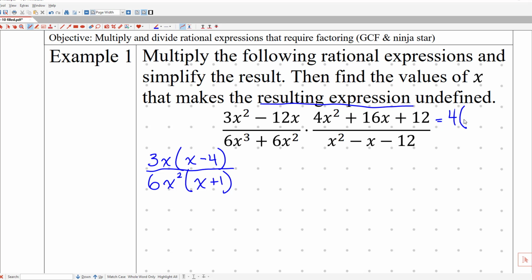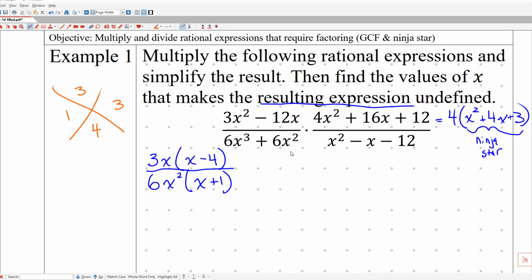When I'm factoring out that 4, what's left over? I have x squared plus 4x plus 3. Okay, so this is not advanced ninja star. I guess that would work, but I'm just going to do a normal ninja star on that one right here, out on the left-hand side. So the question is, what two numbers add to 4 and multiply to 3? Well, there's only two things that multiply to 3, and that's 1 and 3. If I leave them both positive, they add to 4, so done.